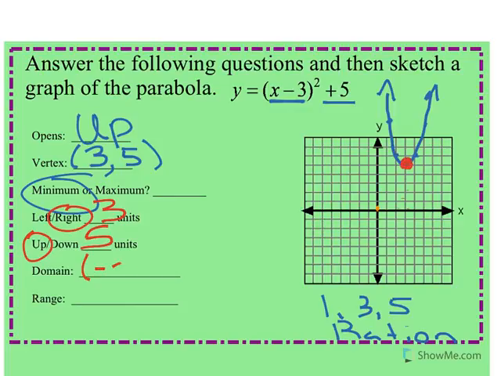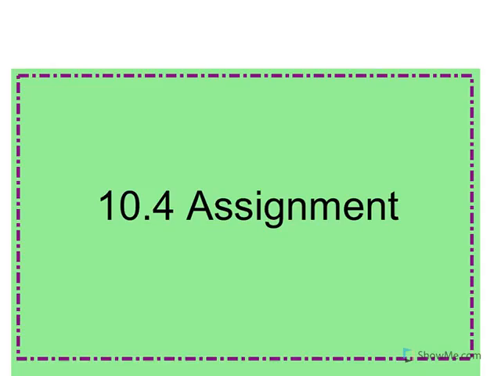The domain, again, is negative infinity to positive infinity, and the range goes as low as 5 and as high as forever. So for those of you who actually paid attention and listened to the video, you now have the super easy way of graphing your parabolas. Once you are done with that problem, you are good to go with your notes.